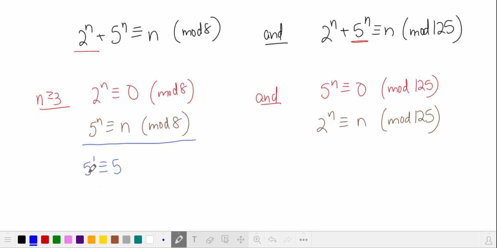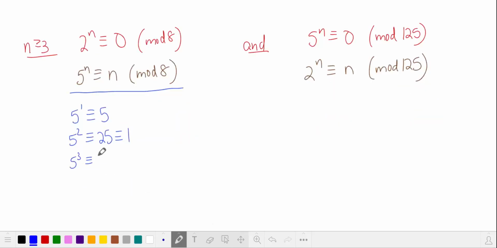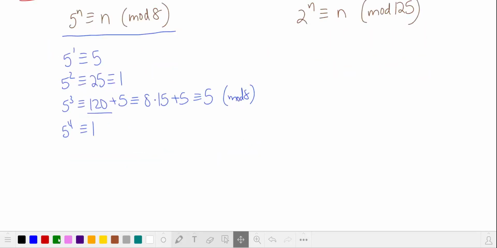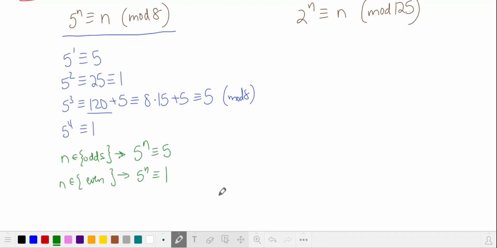5 to the 1 is 5. 5 squared is 25, which is 1 in mod 8. 5 cubed is 125. And since 120 is a multiple of 8, this is also 5 in mod 8. And we see that this is going to continue for higher powers of 5. So when our exponent n is an odd number, we have that 5 to the n is 5, and when it's even, we have 5 to the n is 1.